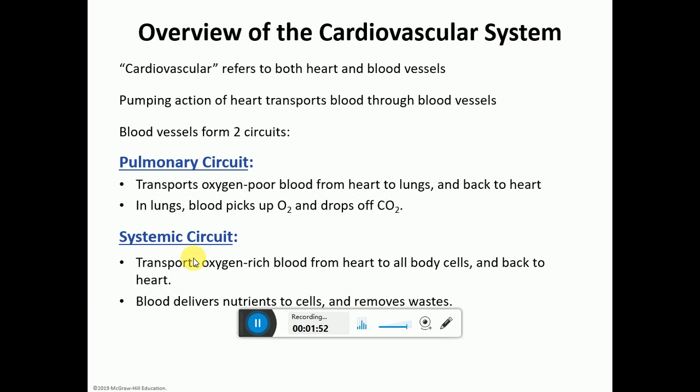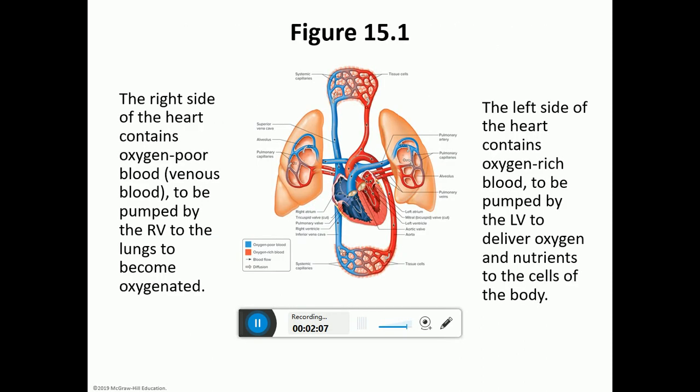So your systemic circulation transports the oxygen-rich blood, or what we call oxygenated blood, from the heart, in particular the left side of the heart, to all of the cells of the body. You can see here a little image that shows the pulmonary and the systemic circulations. Right here is the heart. This is the right side of the heart. There's the right atrium, right ventricle, left atrium, and left ventricle.